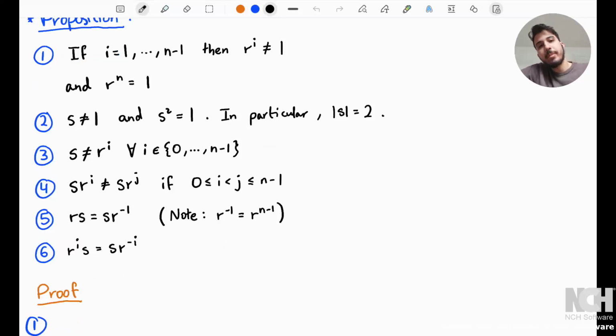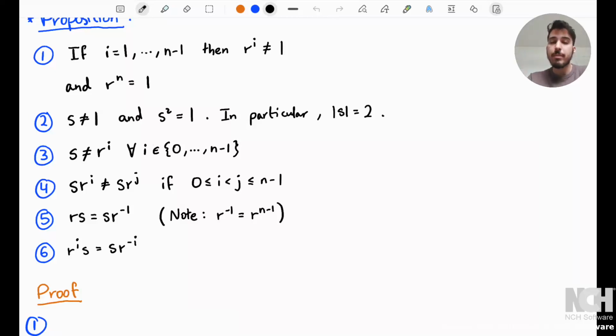Okay, the third part of the proposition claims that if you do a reflection s, it will never be equal to any rotation r or its multiple, which makes sense because if you're standing in front of a mirror, let's say, and you wave your hand, if you rotate your hand, your thumb is still going to be on the left side. However, if you reflect it in the mirror, your thumb is going to be on the right side. So no matter how many times you rotate it, your thumb and the thumb in the mirror are never going to be in the same direction. So just think about it like that.